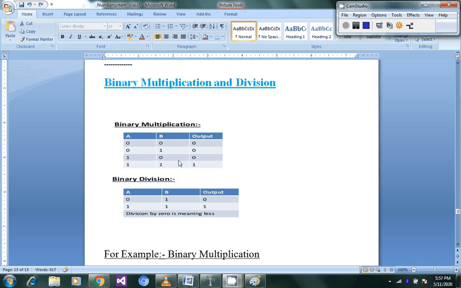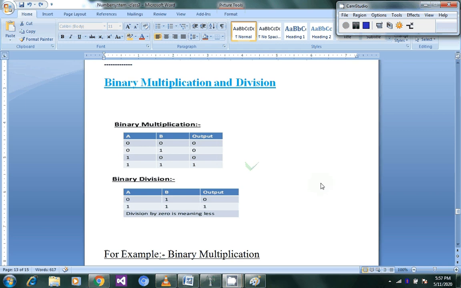When 0 is multiplied by 0, it gives the output 0; 0 times 1 is 0; 1 times 0 is 0; and 1 times 1 is 1, as you can do it also in mathematics. In binary division, when 0 is divided by 1, it gives the output 0, and 1 divided by 1 gives 1. Division by 0: when any digit is divided by 0, it is meaningless. So when you apply these rules in binary multiplication and division, you get the result.